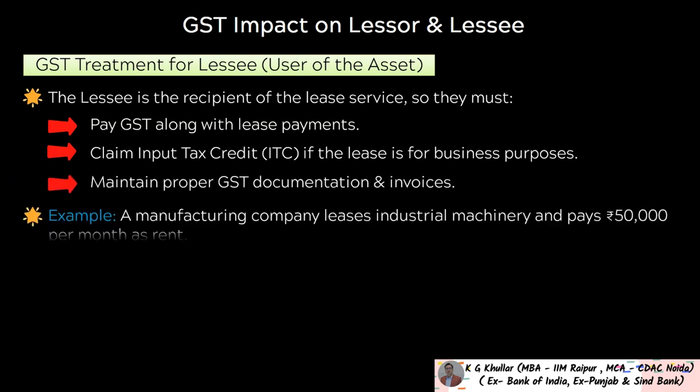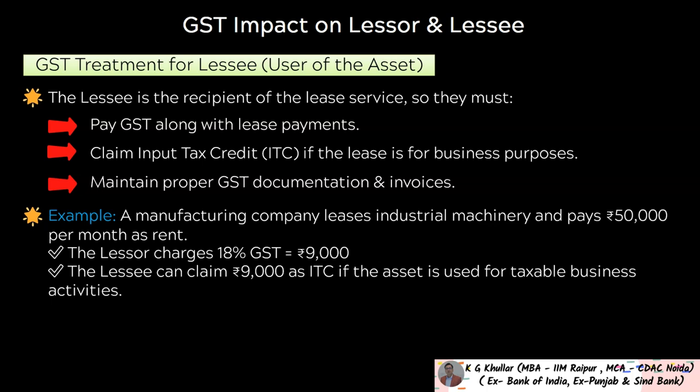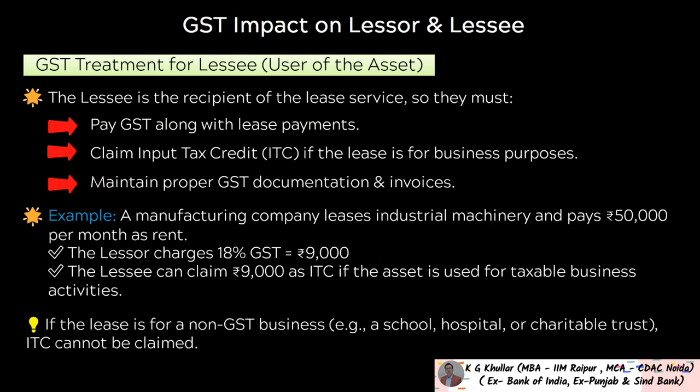For example, a manufacturing company leases industrial machinery and pays Rs 50,000 per month as rent. So the lessor charges 18% GST, which is 9,000. Also note, the lessee can claim 9,000 as ITC, that is input tax credit, if the asset is used for taxable business activities. Also note an important point, if the lease is for a non-GST business, for example a school, hospital or charitable trust, then ITC cannot be claimed.